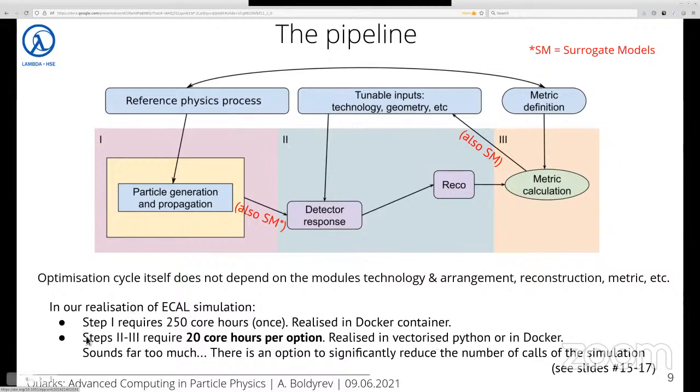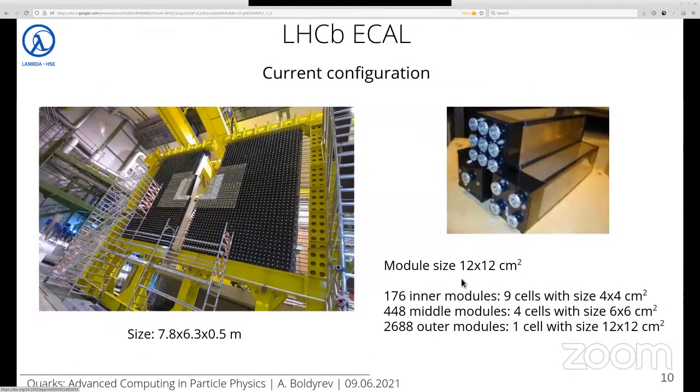There are also details about the computation expenses in our realization at the bottom. This is the electromagnetic calorimeter of the LHCb experiment. This calorimeter is responsible for measuring the energy and position of the particles. It consists of 3,500 modules, the size is approximately 8 by 6 meters, and it is placed about 12 meters from the interaction point, comprised of modules of 3 types.